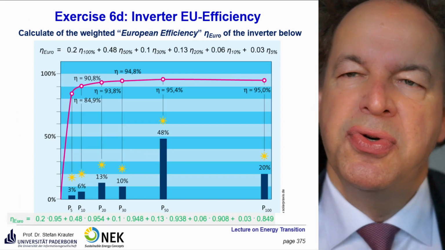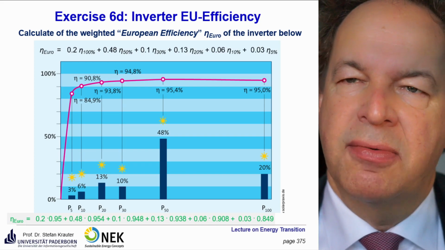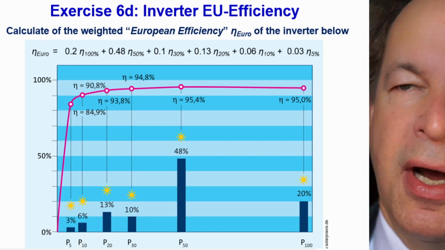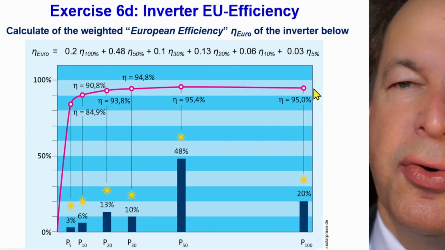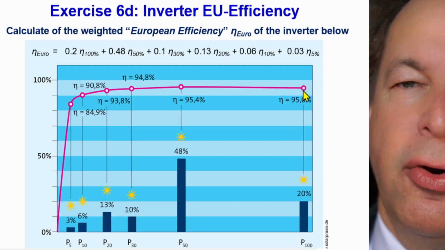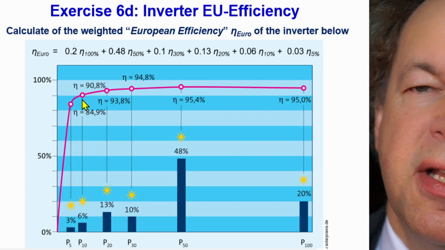Then we come to the inverter calculations. So you remember this graph from the lecture. And we have here a curve of the efficiency at different load conditions. So this is full load. The conversion efficiency of that inverter is 95%. If you go to partial load, for example, here to 10% of the load, the efficiency is going up to 96.8%.